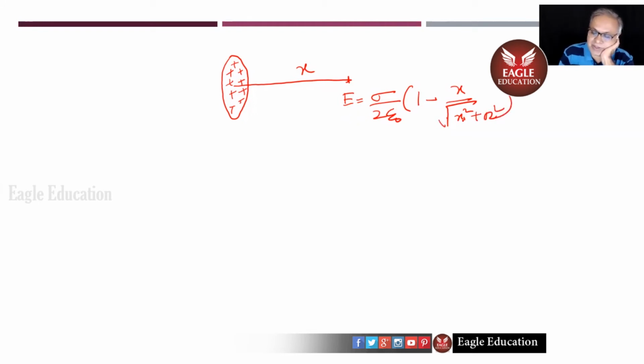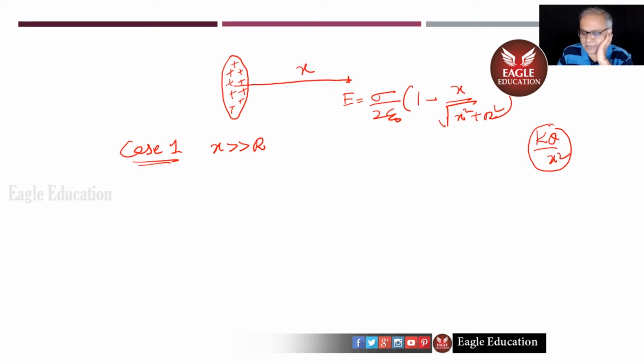We'll consider special cases. Case 1: x is larger than r. Intuitively speaking, if x is very large compared to r, the disk can be thought of as a point charge. So the formula I should probably get will be kQ by x square. Are you okay with my statement? If you're okay, just repeat it.